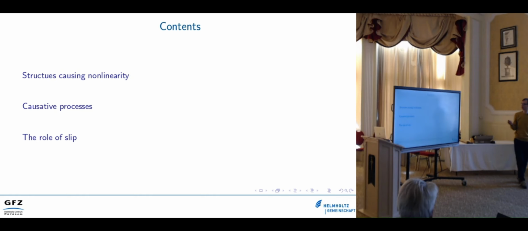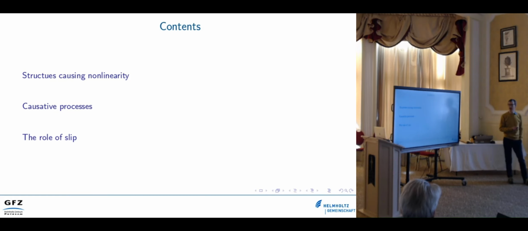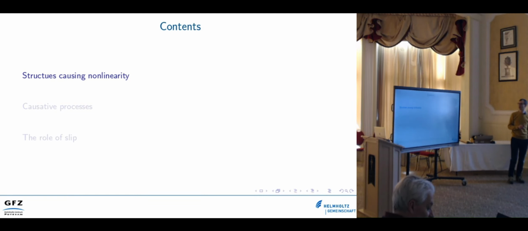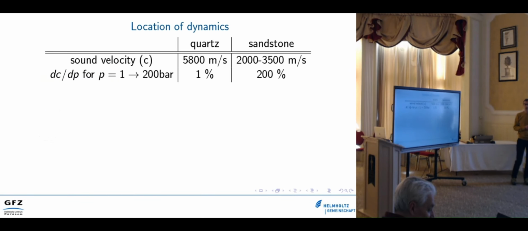So what I would like to talk about is structures causing this nonlinearity, some causative processes, so what actually happens or what might happen at these structures. And I would especially like to highlight the role of slip in contrast to compaction and dilation. So what are actually the structures that cause a nonlinearity?